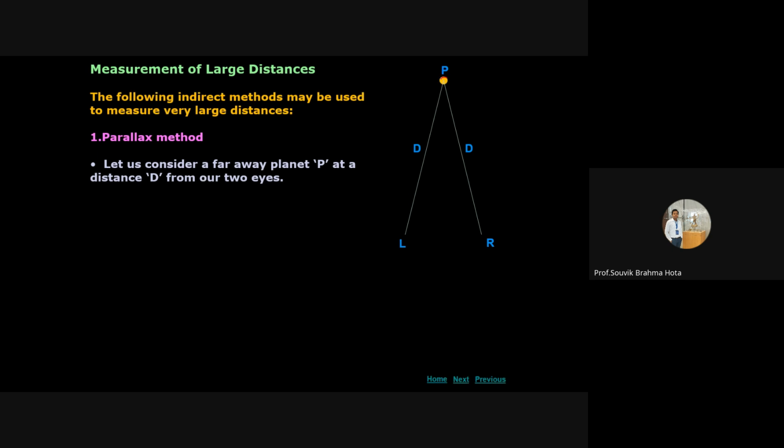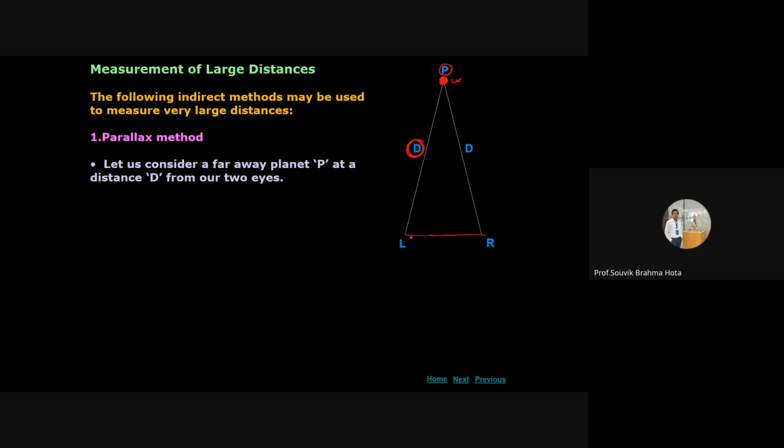Okay, so P is the planet. Suppose a point P is there, a planet. So let us consider a far away planet P at a distance d from 2 eyes. Like suppose it is like this. Okay, so suppose this is a planet, P is a planet. It is at a distance d from these two points L or R.